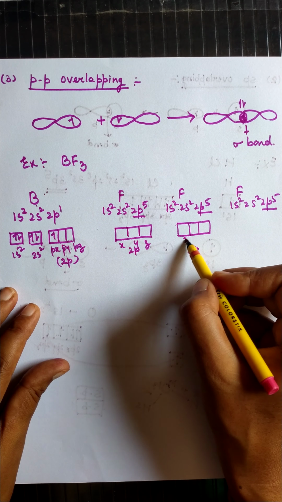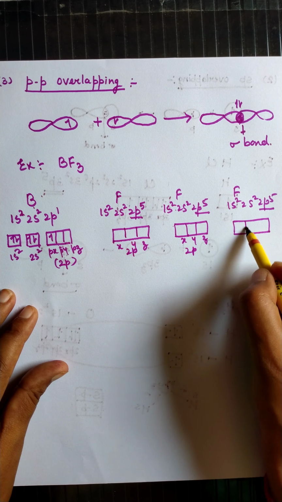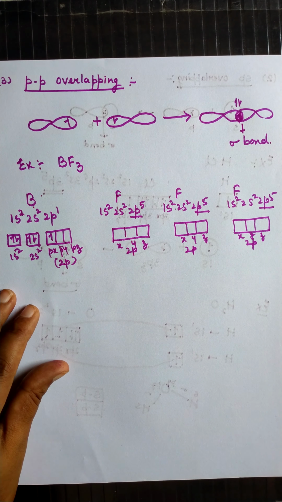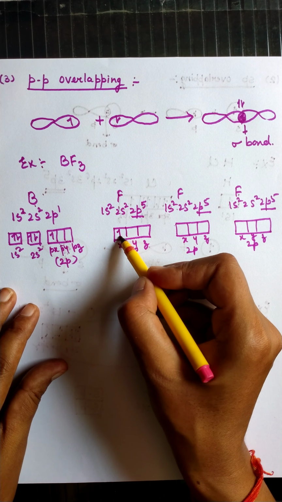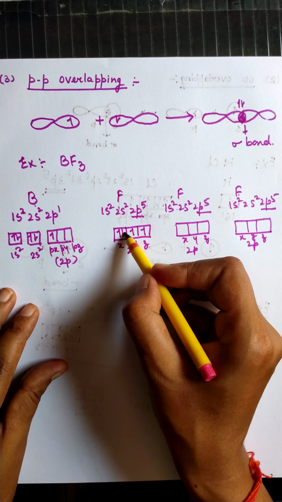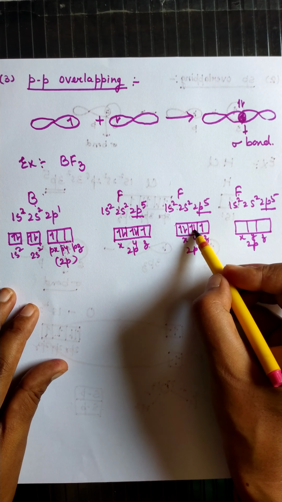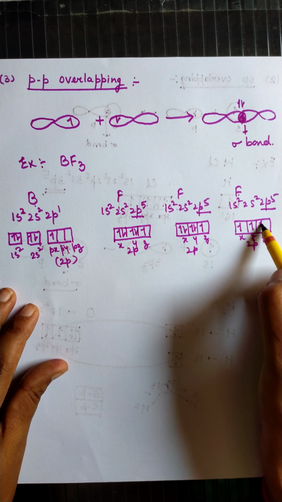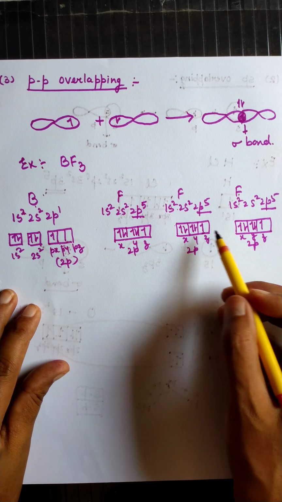These are 2p x, y, z. And for fluorine also, these are 2p orbitals, 2px, 2py, 2pz. So the 3 fluorine atoms each have 5 electrons in the 2p orbitals: 1, 2, 3, 4, 5. Each has one vacant orbital.